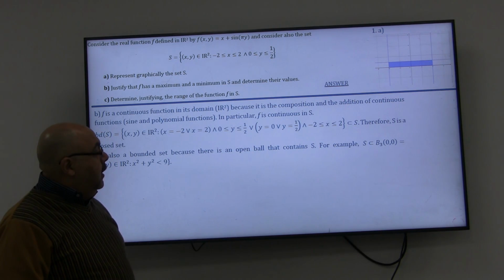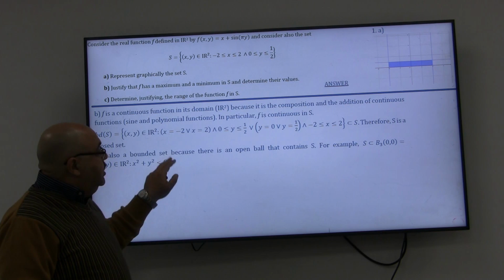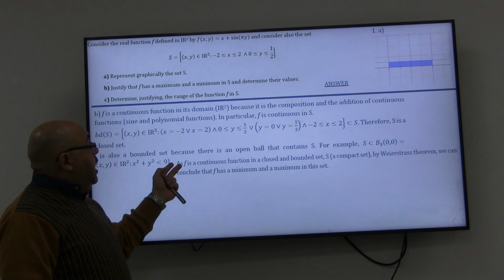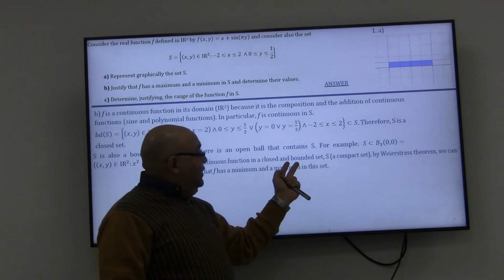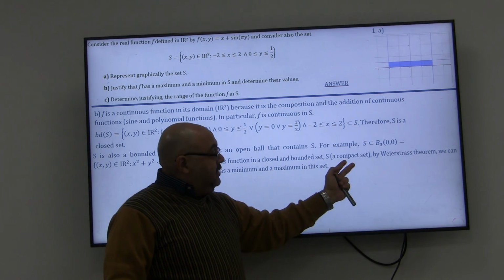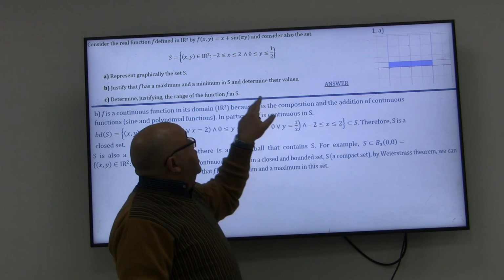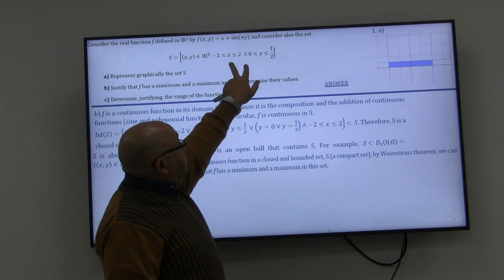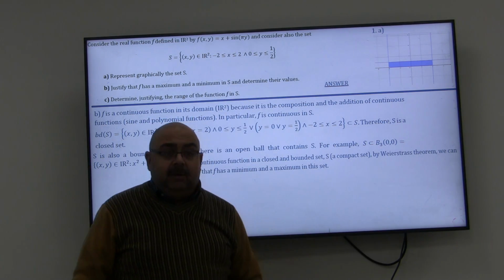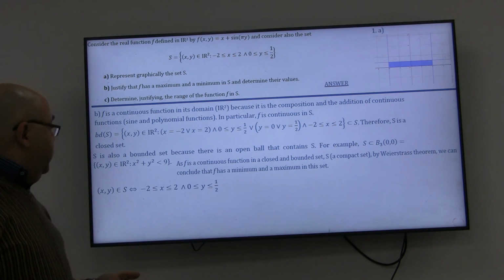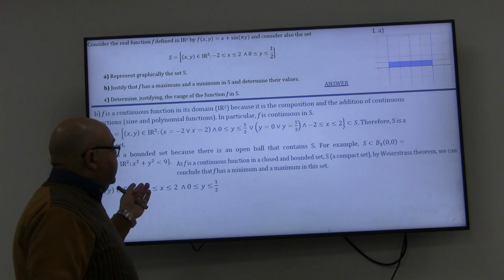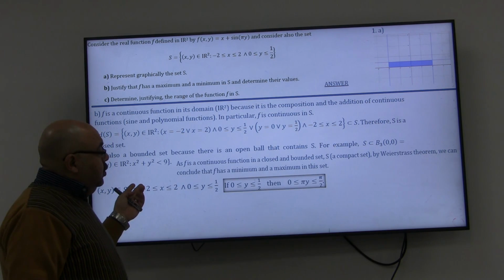I wrote this for you. Okay, now f is continuous and it is closed and bounded, which is a compact set. By Weierstrass, this function on this set has a maximum and a minimum. That's a direct application of Weierstrass theory. So inside the region that we are talking about, we will have a minimum and a maximum.